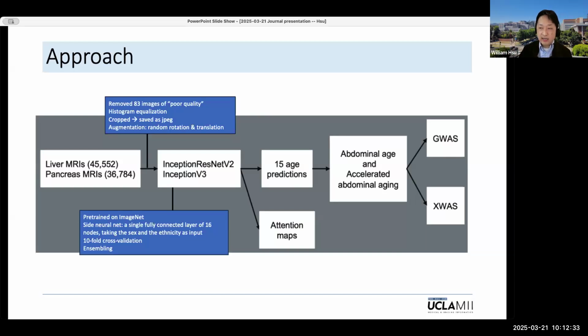They added what they called a side neural network, in order to add sex and ethnicity and other inputs to their model. And then they did a whole set of ensembling because they created multiple different models for variations of images. And then they created these ensembles that they used to predict their outcome. So there were 15 age predictions generated, from 15 different ensemble models. And they ultimately took these predictions and looked at the relationship between GWAS and what they call XGWAS, which is anything outside of the genetic component. They also did some interpretability or explainability analysis where they looked at attention maps, for example, to see where the model was focusing as part of its predictions.